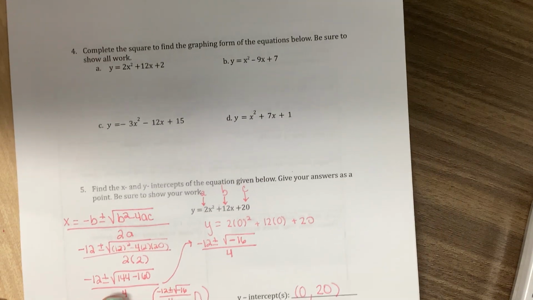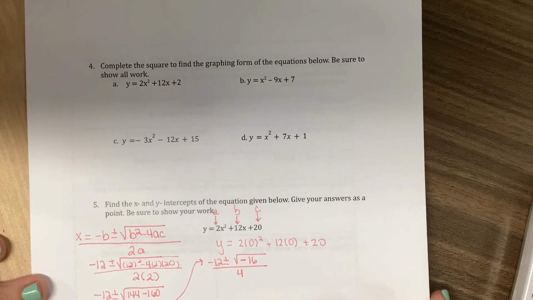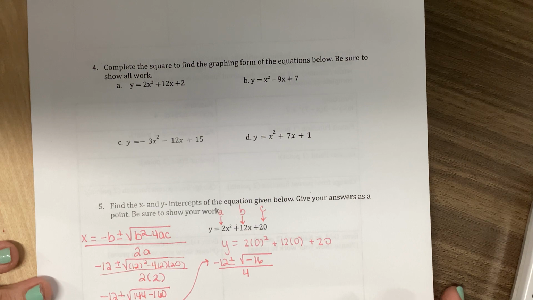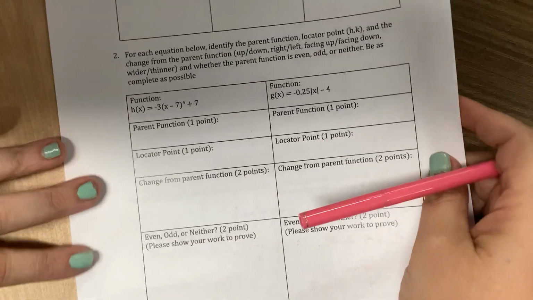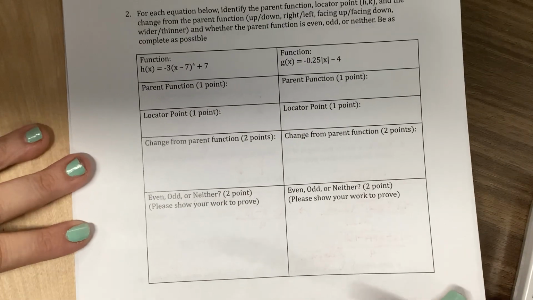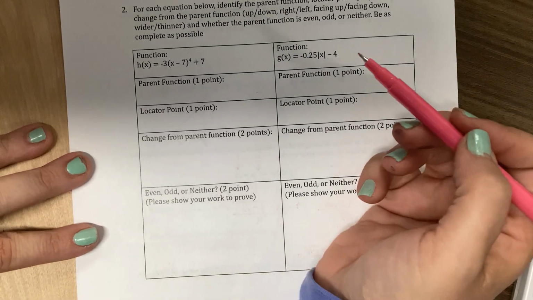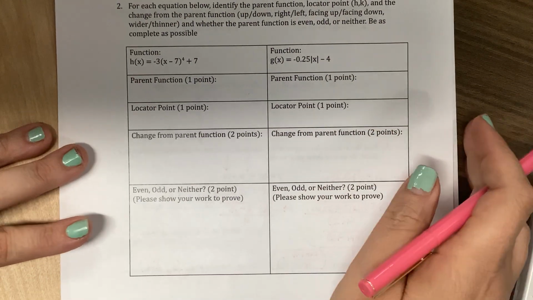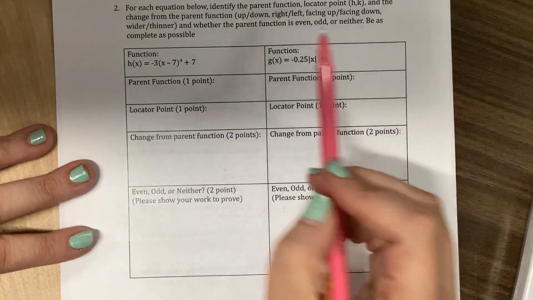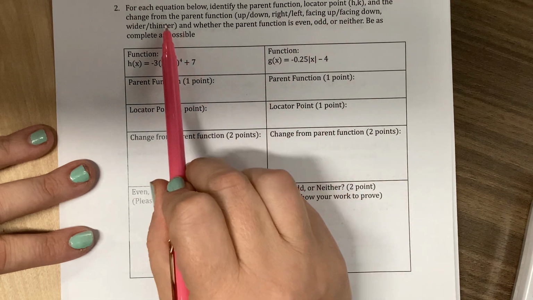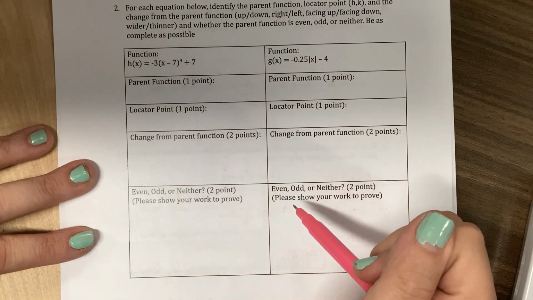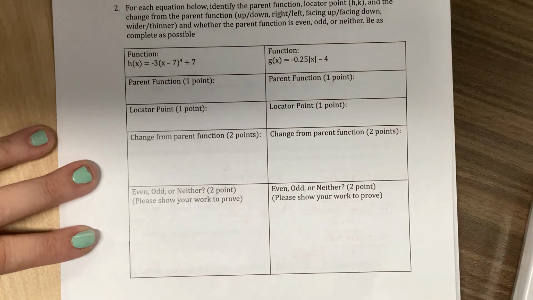All right, what's next? Number 4? No, number 2, because I want to show you odd and even. So this is a great one. Number 2. It says identify the parent, locator point, and the change, and then whether or not it's even, odd, or neither.